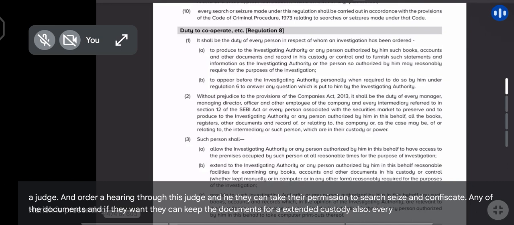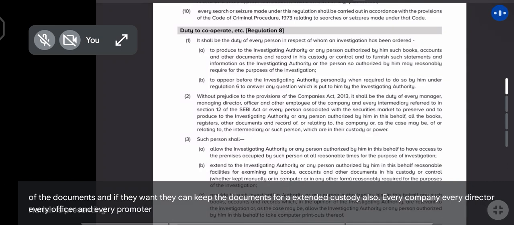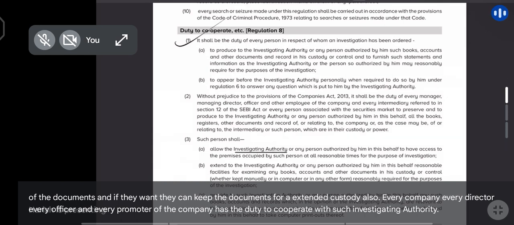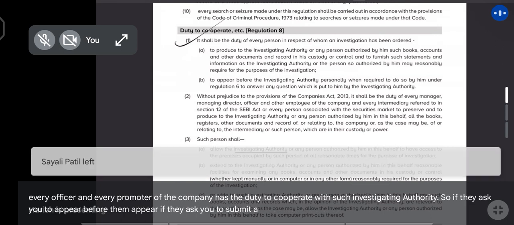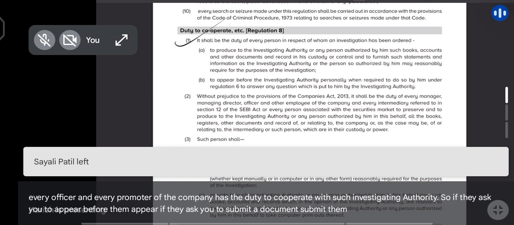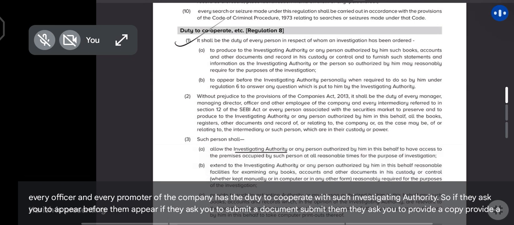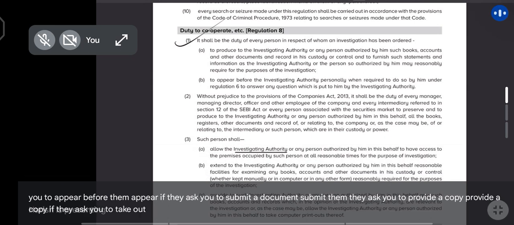Every company, every director, every officer and every promoter of the company has the duty to cooperate with such investigating authority. So if they ask you to appear before them, appear. If they ask you to submit a document, submit them. If they ask you to provide a copy, provide a copy. If they ask you to take oath, you have to take oath. Just cooperate with them as much as possible.